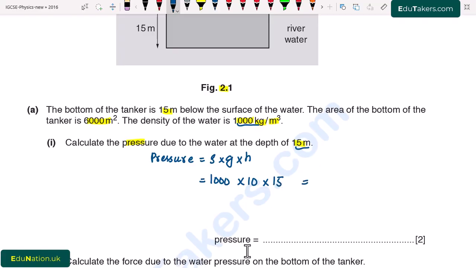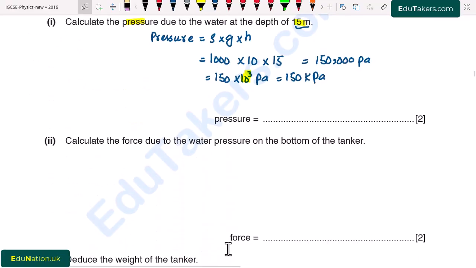So that the value of pressure comes to be 150,000 Pascal. I can also write this pressure as 150 multiplied by 10 to the power 3 Pascal, and 10 to the power 3 here is basically equal to kilo. So I write here 150 kilopascal. The value of pressure will be equal to 150 kilopascal.